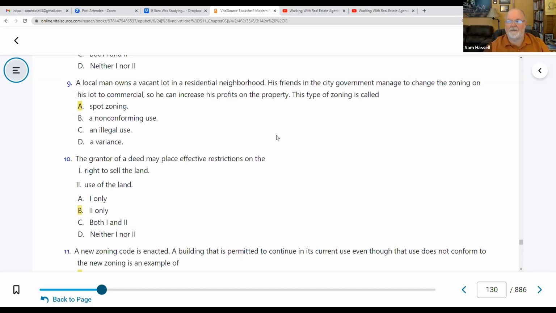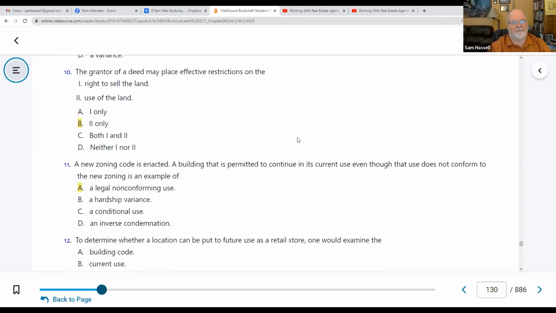Yeah, an illegal use of his friend's power. I agree with you, but it's not technically. It doesn't smell good, but it's not. Number 10, the grantor of a deed may place effective restrictions on the right to sell the land. No, can't put restrictions on the right to sell the land.